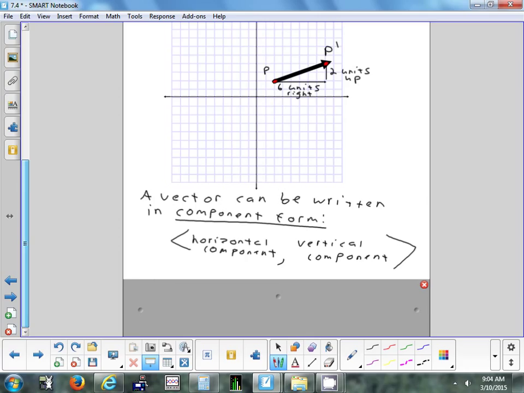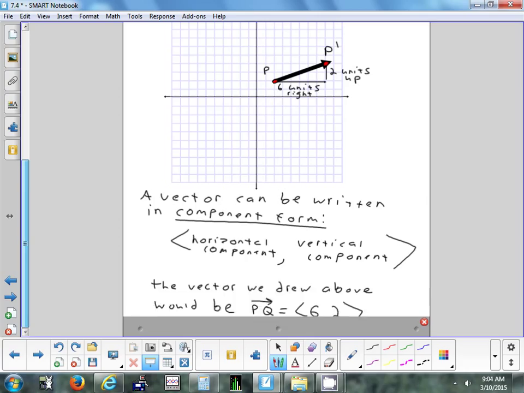And you have to use these brackets, okay, that are pointed. What would happen if you use parentheses instead of these brackets? It wouldn't be a vector if you use parentheses. What would it be? It'd be a point, it'd be a coordinate. Okay? So if you want someone to know that you're talking about a vector, that's how you do it. So the vector we just drew above, 6 units right, 2 units up. That's how you write it. <6, 2>, with the brackets on it.